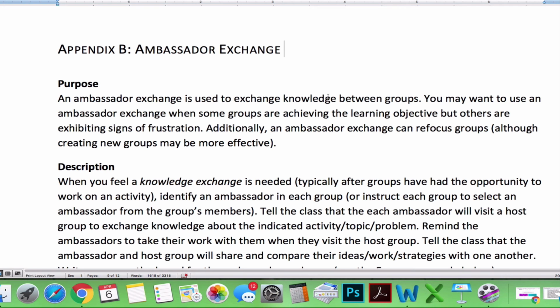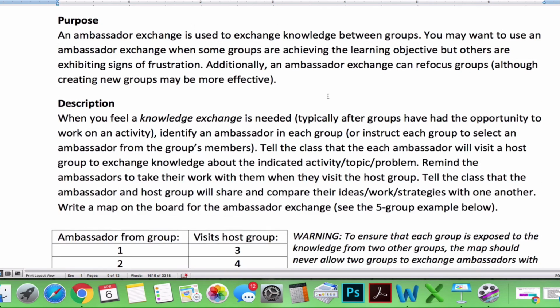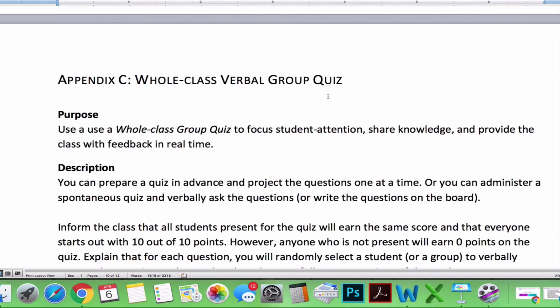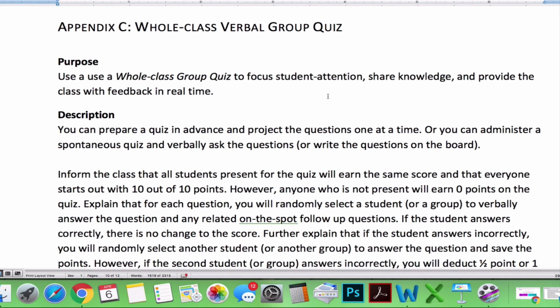To share knowledge, if I don't want to do flip groups, I might just do an ambassador exchange. That describes how to do one. You asked about a whole class verbal group quiz. Here's a description of how to conduct one and why you might use it. I attached these to this lesson plan because both are called for in it.